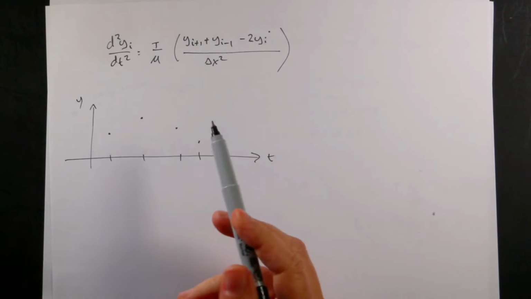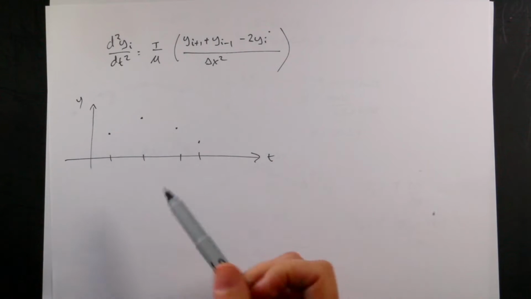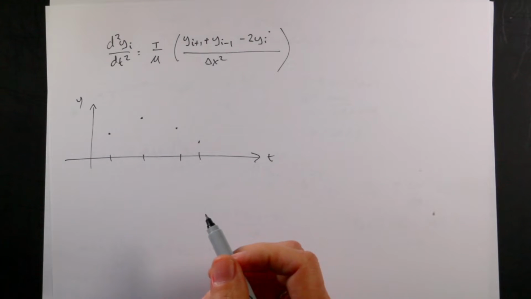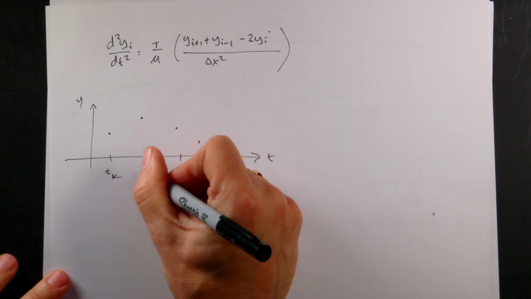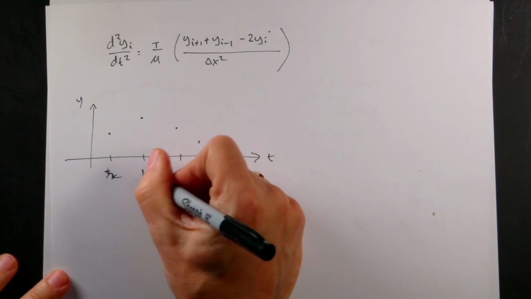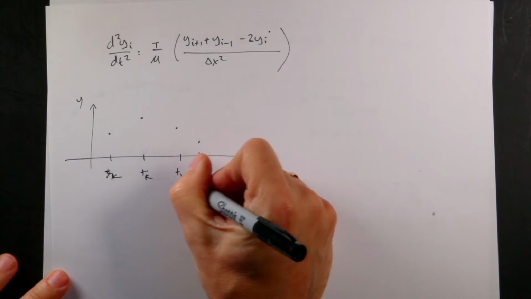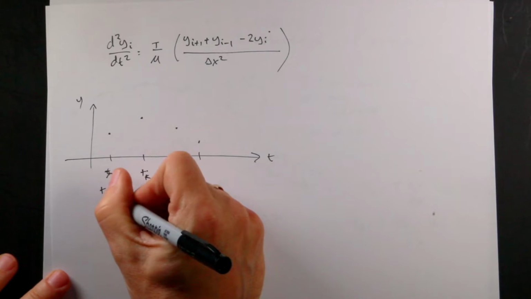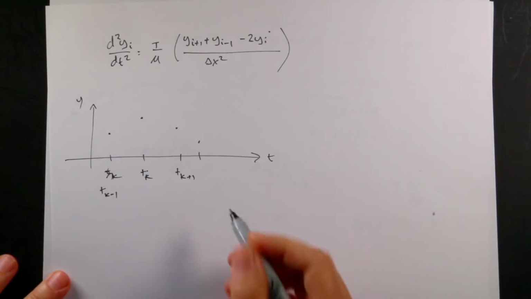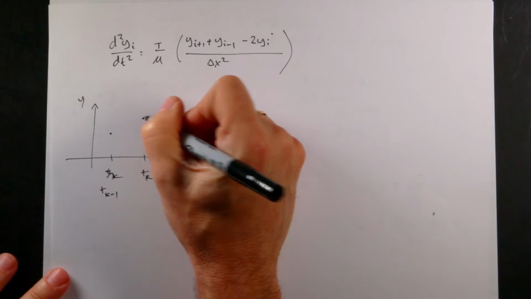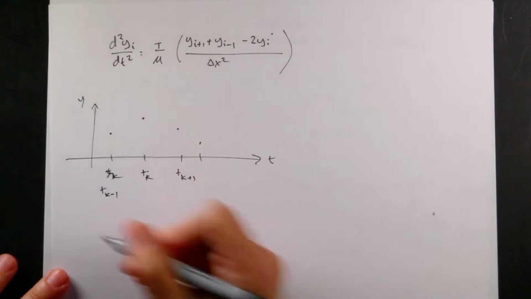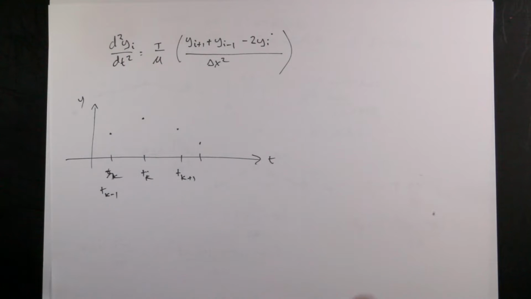So this is going to be a different index, right? Because now I'm not using i, so let's use k. So this is going to be tk, and this will be tk plus 1, and this will be tk minus 1. And this will be yk, right? They're all in terms of k. I'm not doing index in terms of space, I'm doing time indices.